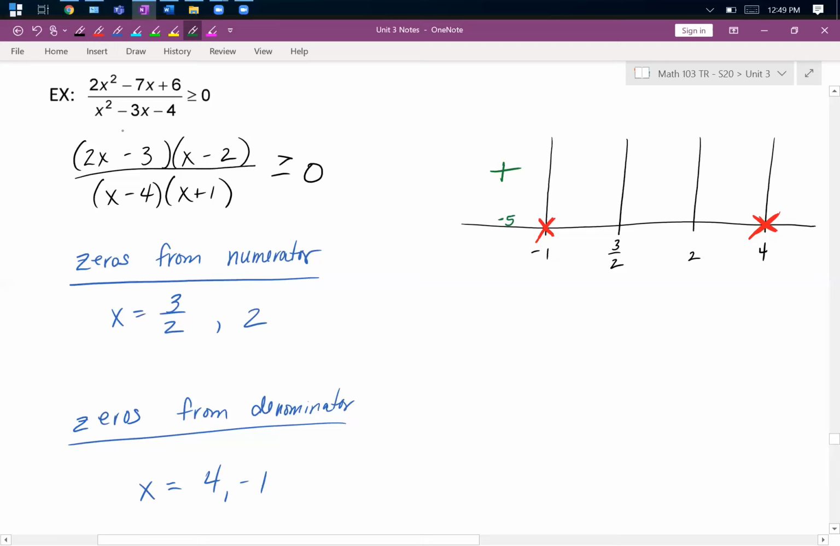We want to choose something between -1 and 3 halves. I always like to choose 0 when I can. Plugging in 0, we get a negative, a negative, a negative, and a positive. 3 negatives and a positive give us a negative.